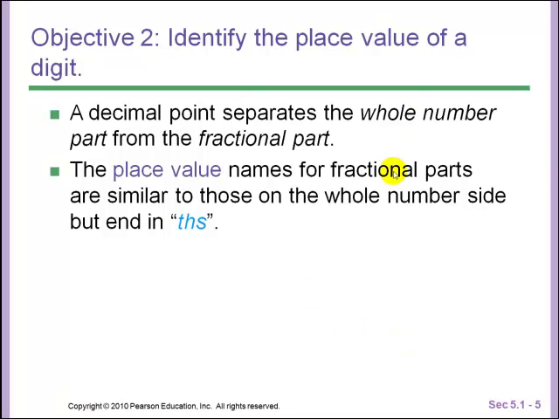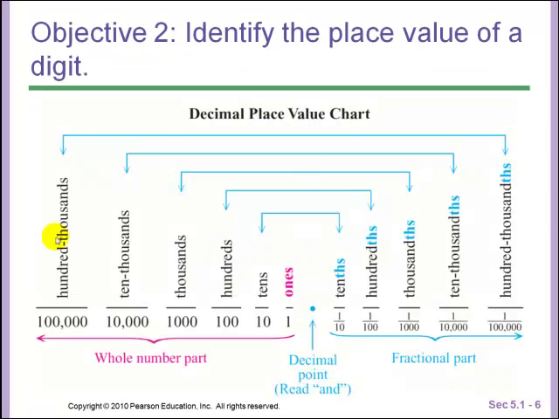The decimal point separates the whole number part from the fraction. The place value names for fractional parts are similar to those on the whole number side, but they end in "ths". For example, here is our place value chart. Previously, we'd only worked to the left of the decimal point, starting with ones, and then tens, hundreds, thousands, 10,000s, and 100,000s. Now we're going to go to the right of that decimal point, and we're going to have tenths, or 1/10, hundredths, 1/100, thousandths, 1/1000, 10,000ths, 1/10,000, 100,000ths, 1/100,000, and so on.